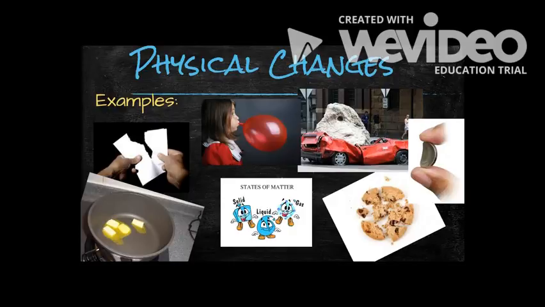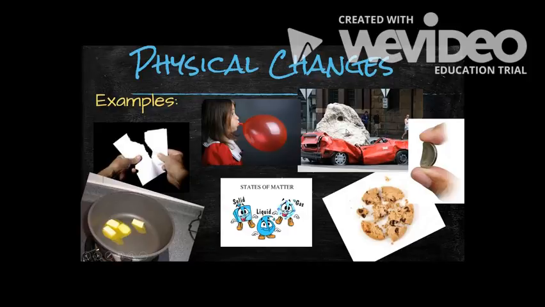So here are some examples of physical changes. If you take a piece of paper and you tear it in half, that is a physical change. It's changed its shape and its size, but it's still just paper. Then you have the girl, and she's blowing up a balloon, and that is clearly a change in size and shape, but it's still just a balloon.